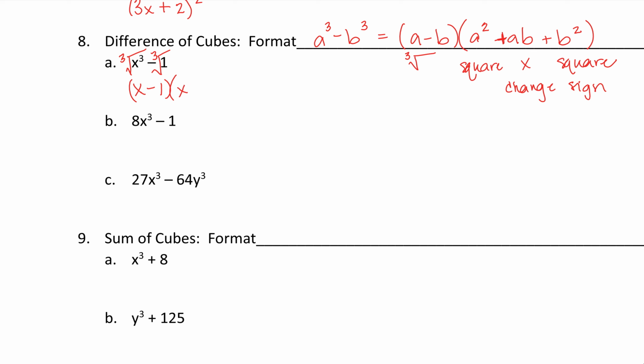Square the first term is x squared. Multiply them together and I get a negative 1x. Square the last term and I get a positive 1. And I'm going to go back and change my middle sign. So square, multiply, square, change my sign.